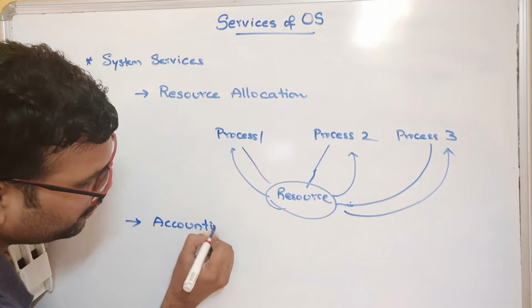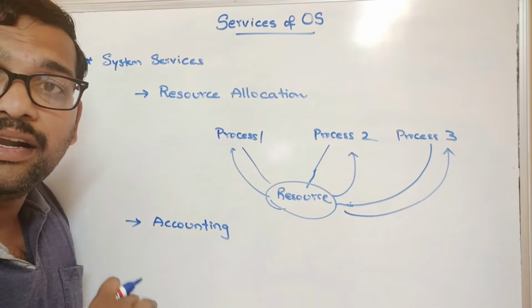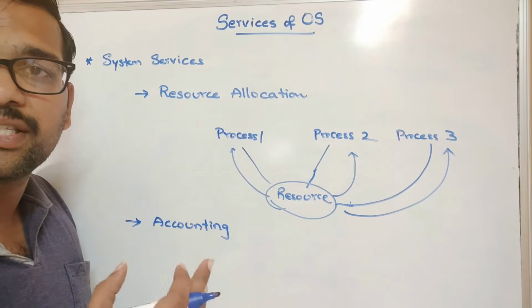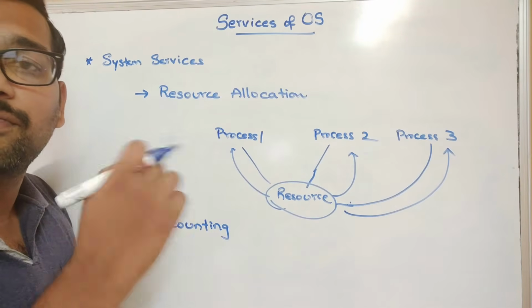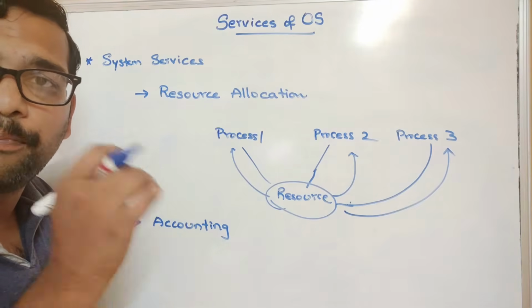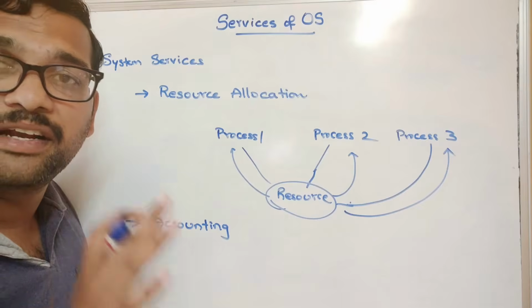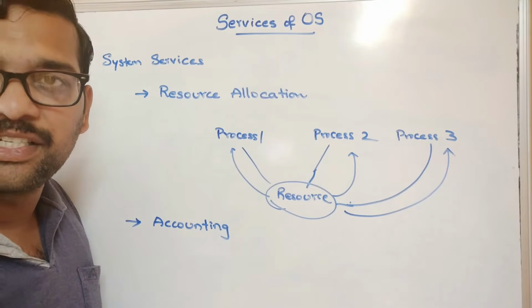accounting. Accounting means the operating system will provide different accounts for different users. Multiple users can have different accounts, so that each and every user will have different operations, right? So the log of a particular user can be maintained by the administrator. What is actually being done by individual users will be maintained by the administrator, right?